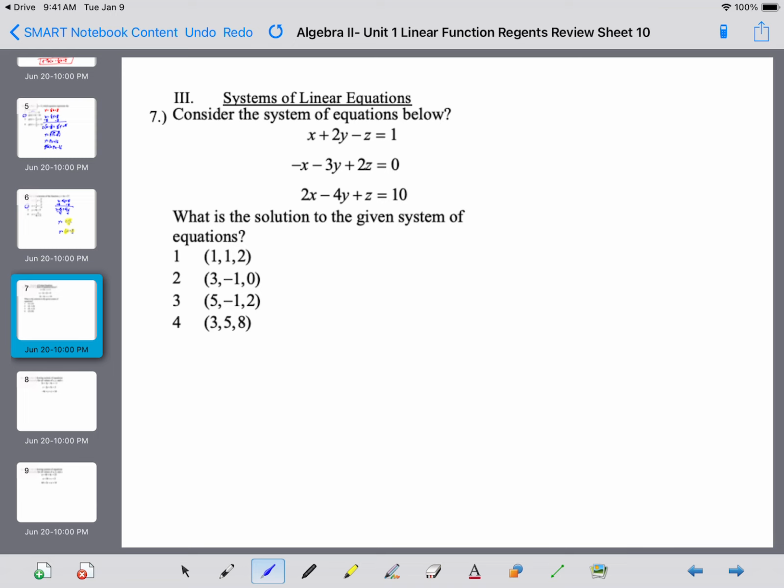So we want to eliminate a variable. And I'm looking and I see something that would be really easy to eliminate. I'm going to label my equations: equation 1, equation 2, equation 3. If I combined equation 1 and 2, because x plus negative x would just cancel out. It equals 0. So let's write that out. Equation 1 plus equation 2. And let's rewrite the equation.